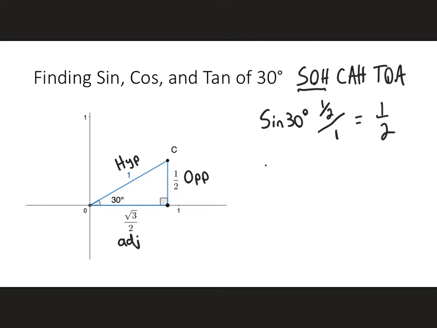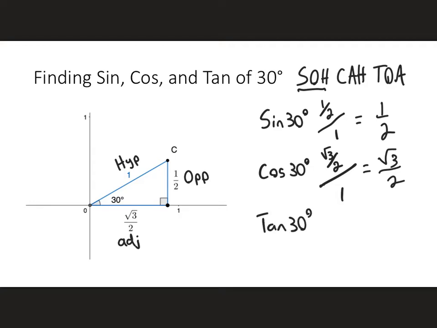1/2 over 1 is just 1/2. All right, cosine of 30 would be the adjacent over the hypotenuse, so that would be square root of 3 over 2 over 1. Oh, anything over 1 is itself, so this one's okay as well. Square root of 3 over 2. Now, tangent, we'll have to see about this one. Tangent of 30 will be opposite 1/2 over the adjacent, square root of 3 over 2.